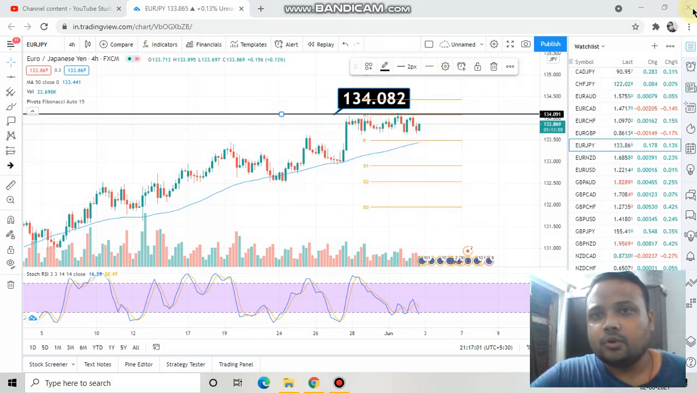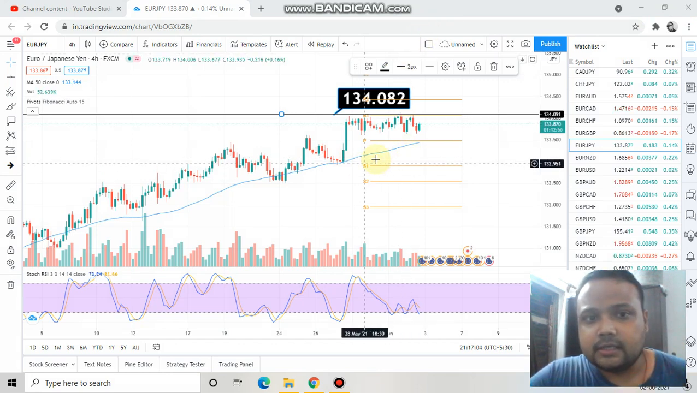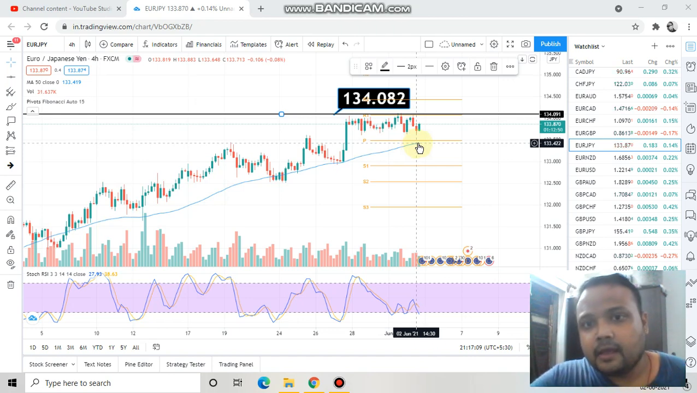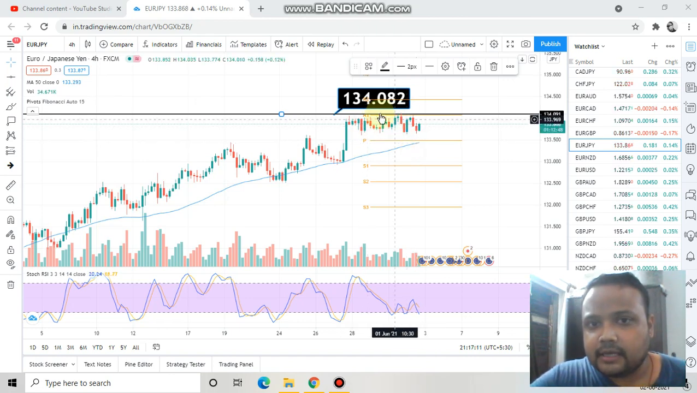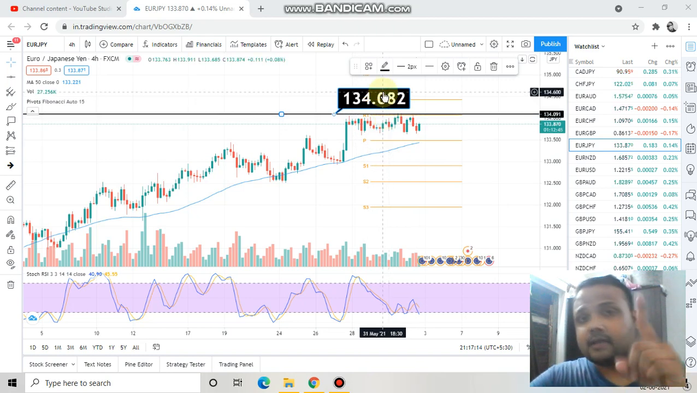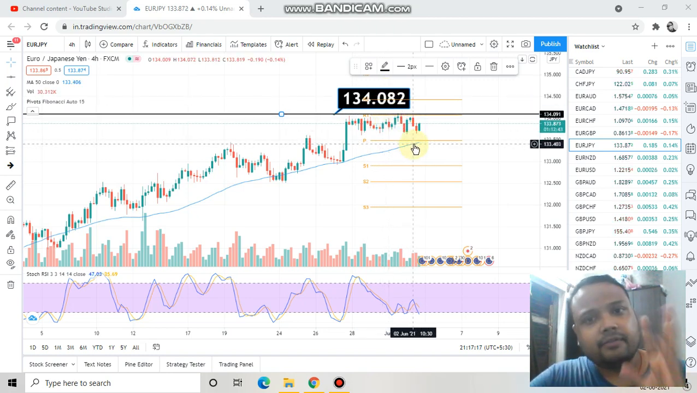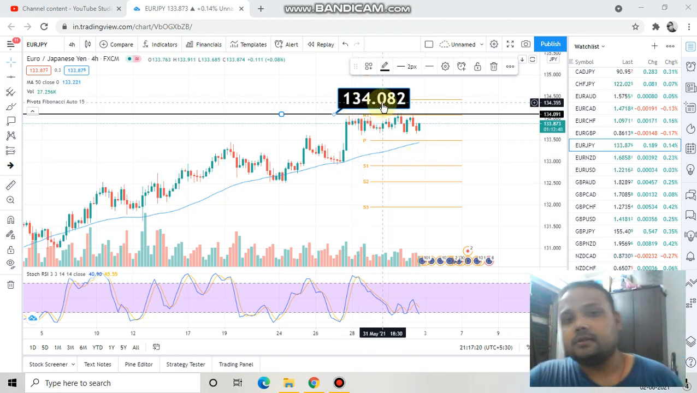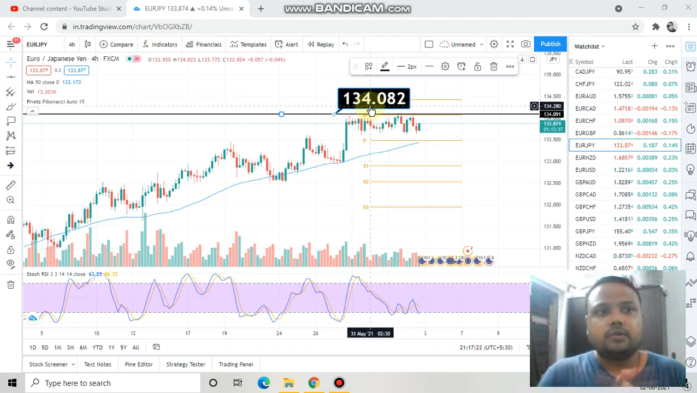So our first trading opportunity is this. When market will bounce from the 50 moving average, you can buy at the 50 moving average. And the second trading opportunity is above this level, but just keep in mind, if you buy at the 50 moving average, then this will be your target, because this is the resistance. So these are the strategies that you can follow for EURJPY.